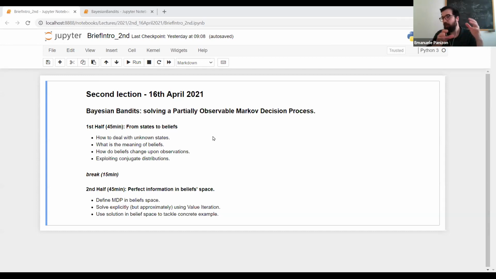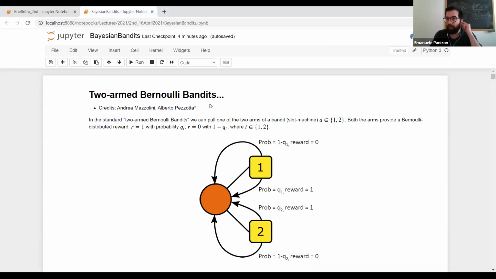The second part is that we will use all this information we've gathered to transform this non-tractable system of a partially observable two-armed Bernoulli bandit into a rather simple Markov decision process in the belief state space, and we will use some technology we already have to solve it, not exactly, but in a rather controlled way up to the end. So let's start with the description of the problem.